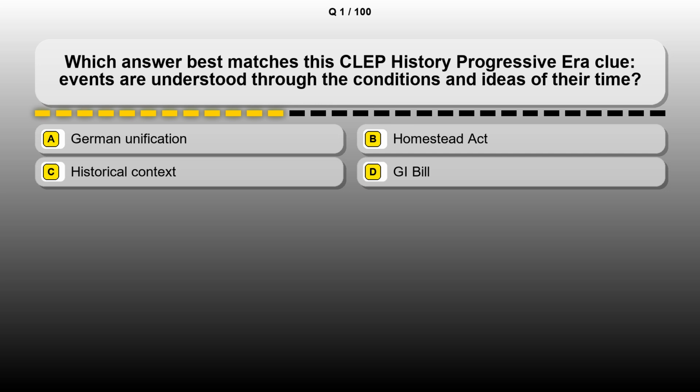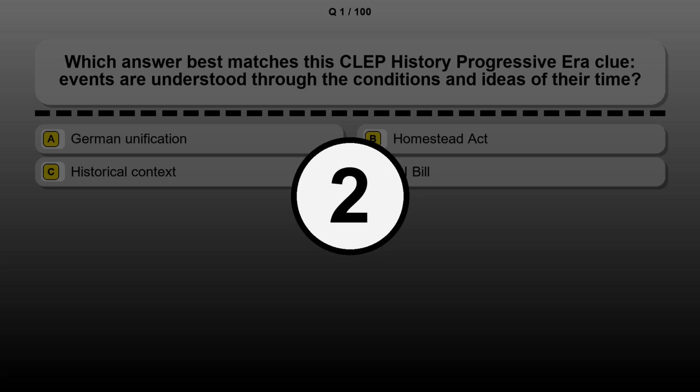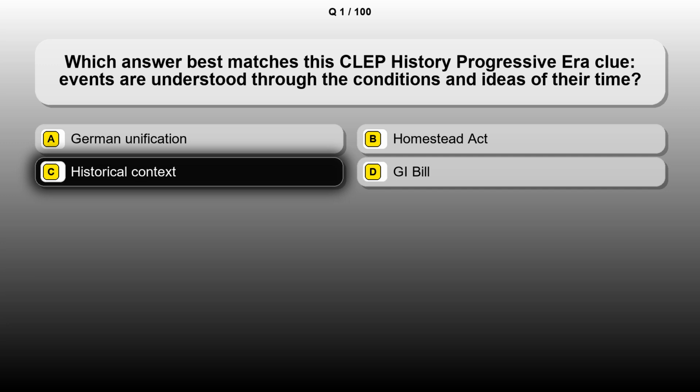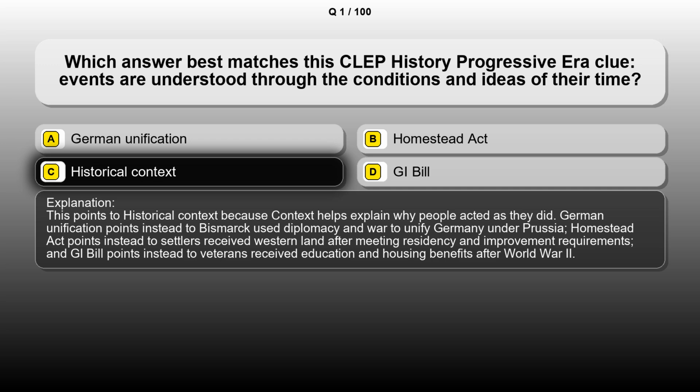Option A, German unification. Option B, Homestead Act. Option C, historical context. Option D, GI Bill. The correct answer is option C, historical context. This points to historical context because context helps explain why people acted as they did.